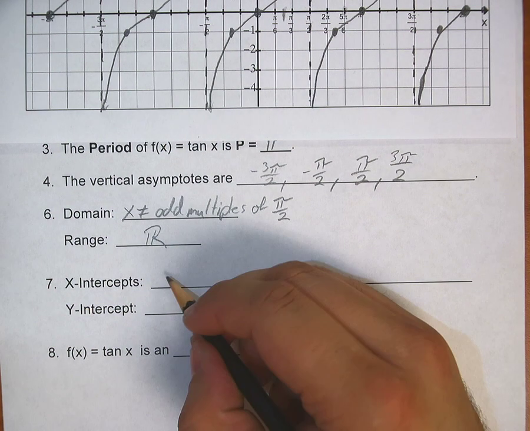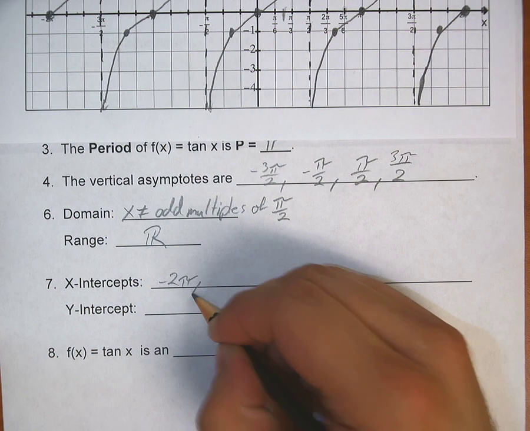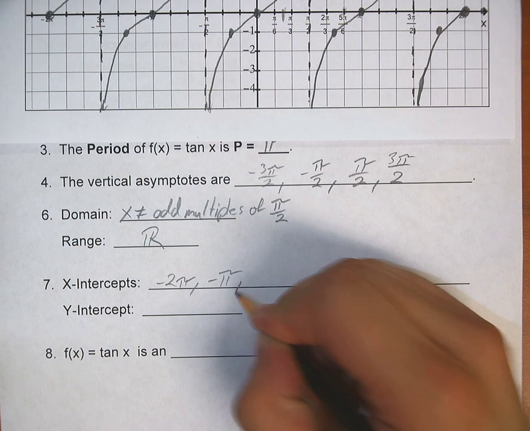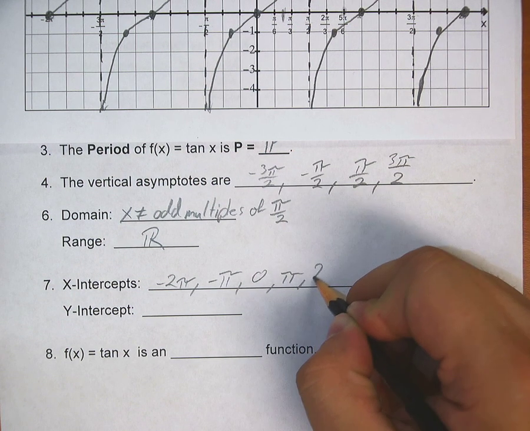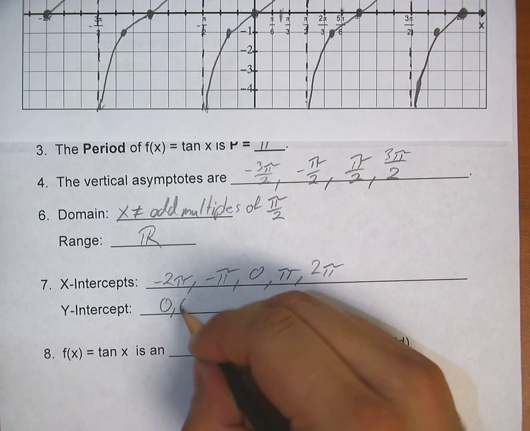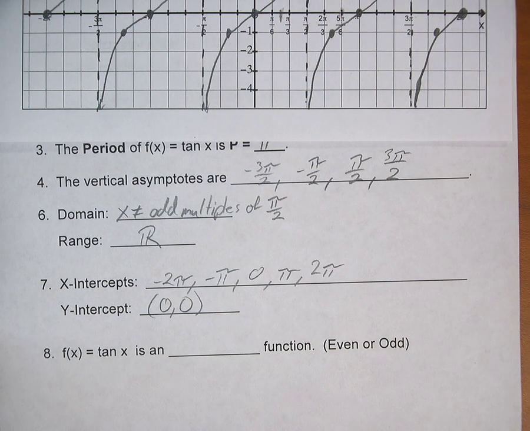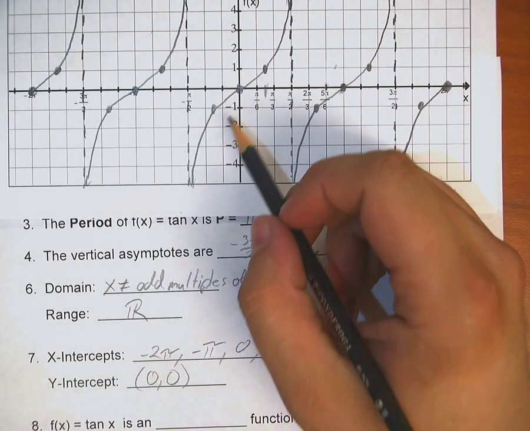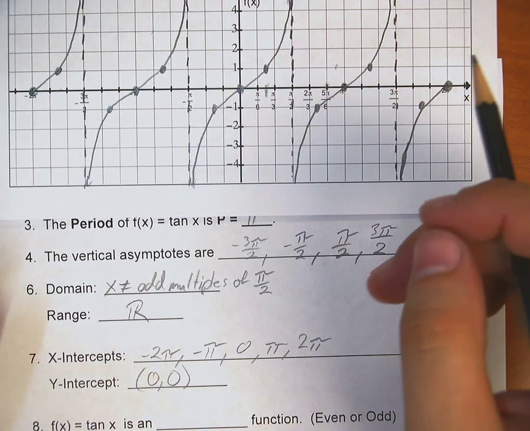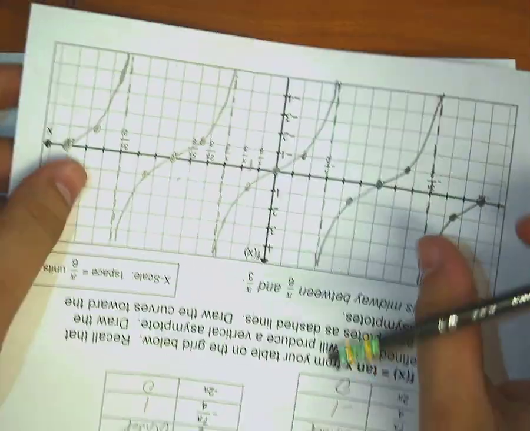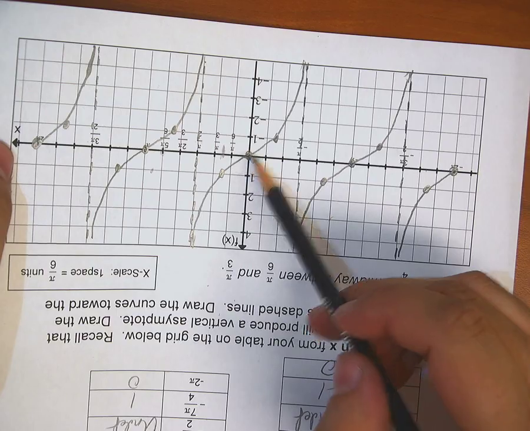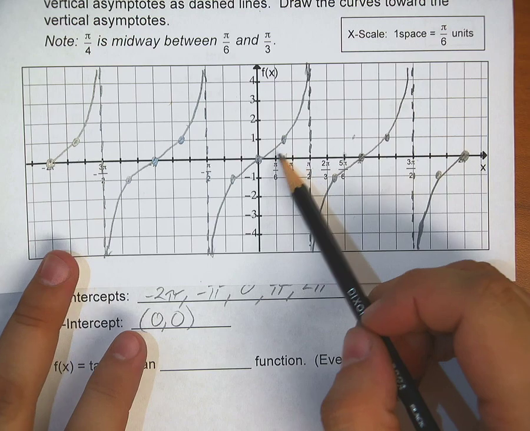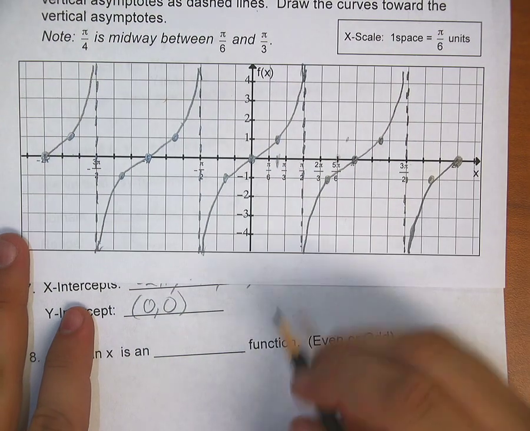X-intercepts happen at -2 pi, specifically on this one. What's the next one? -pi, 0, pi, and 2 pi. Your y-intercept happens at 0, 0. And tangent, even or odd? Now odd means that if I flip this upside down, I get what I started with. Looks like it to me. 0, 0, up on the right, down on the left, and it goes through the same points? Yeah. So it's odd.